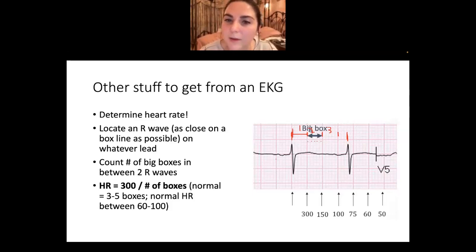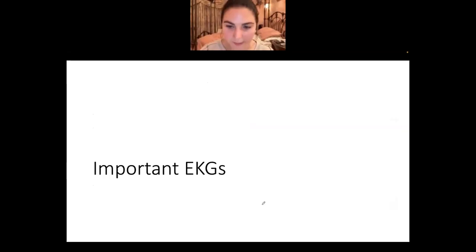That's also why, on the arrhythmia video yesterday, I was talking about looking at the distance from R wave to R wave. That's going to tell you what their rate is, if they're having a tachycardia, if they're having a bradycardia, whatever. Okay. So it's just a fun thing.